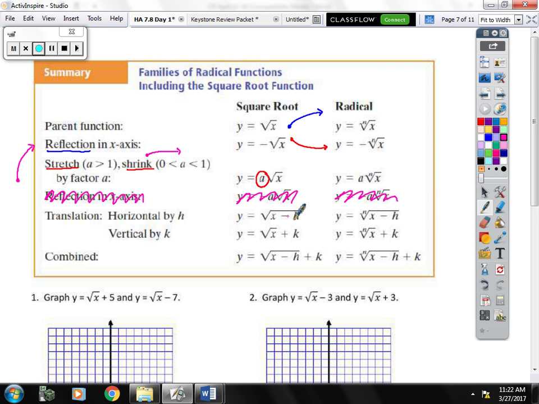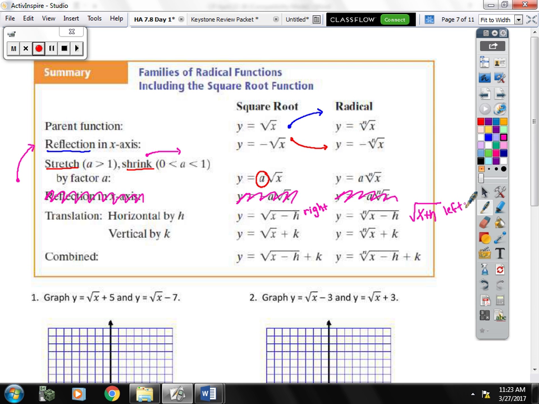So who remembers if you are subtracting inside of the quantity, what direction shift does that make? Right, the right. Very good. This would be to the right. And that's because it's under the radical, and it does go in the opposite direction that we normally think. So if you did have x plus h under the radical, that would be to the left, h units, however many h is.